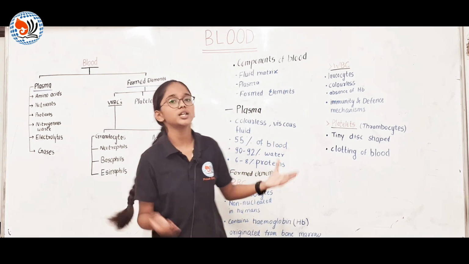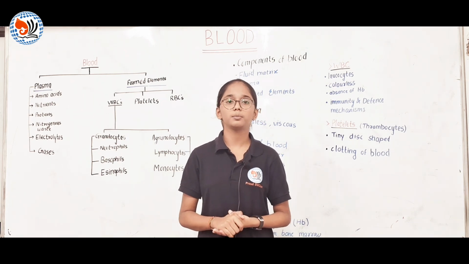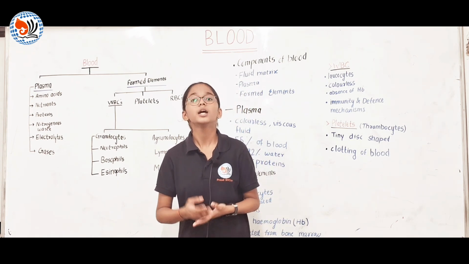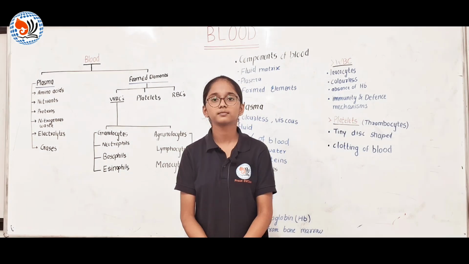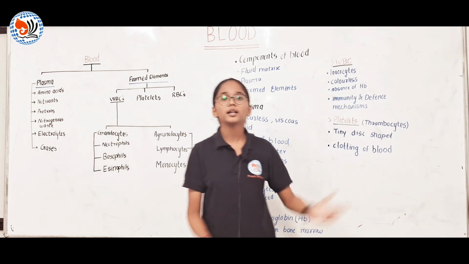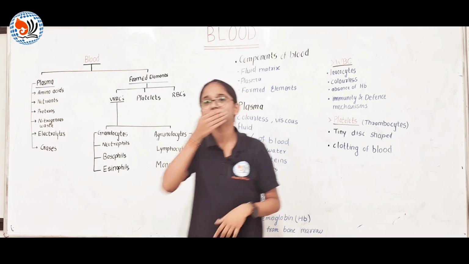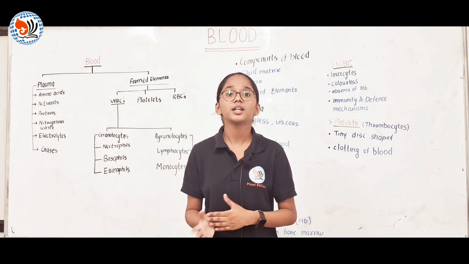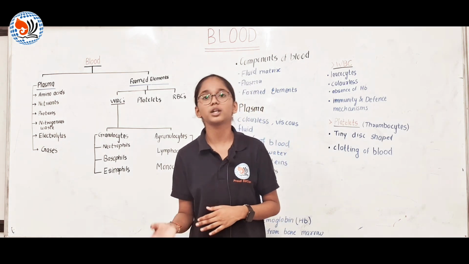WBCs, also known as leukocytes, are colorless blood cells due to the absence of hemoglobin. They mainly contribute to the immunity and defense mechanism of our body. They circulate through our body and originate from the bone marrow. Platelets, also known as thrombocytes, are tiny dish-shaped cells that help regulate blood flow when any part of the body is damaged, and help with fast recovery through clotting of blood.